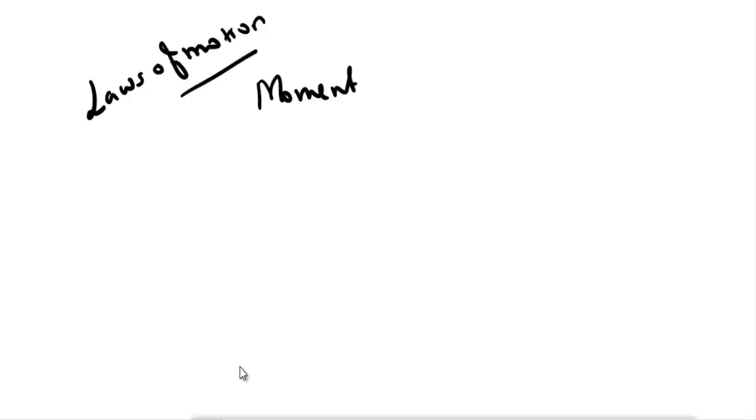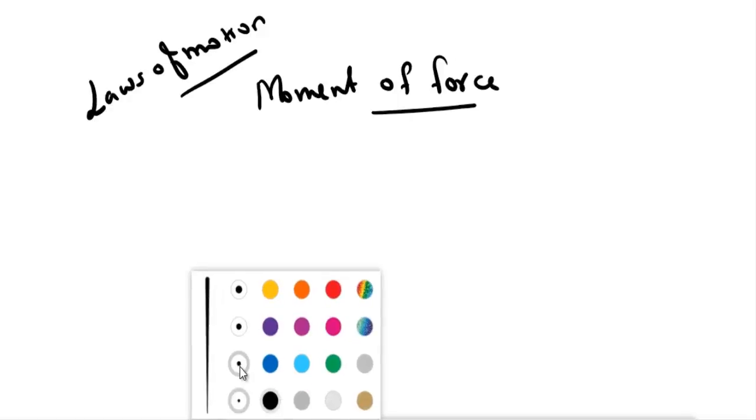In today's topic, we are continuing with the laws of motion chapter. Last class we discussed the resolution of force, and in today's topic we are going to discuss moment of force. What is meant by moment of force?